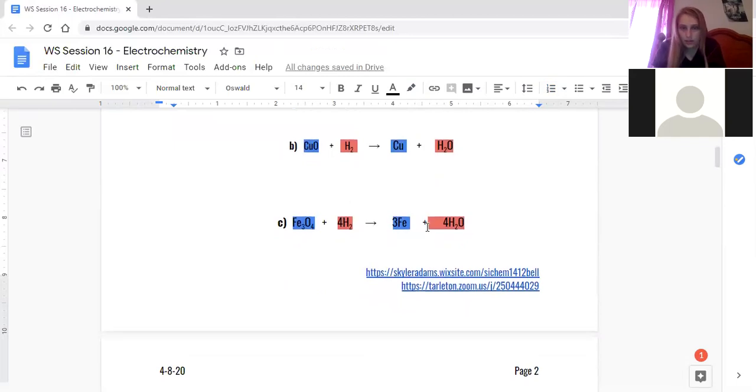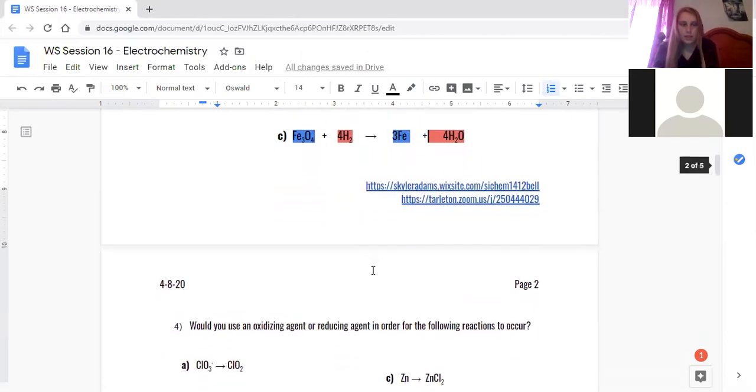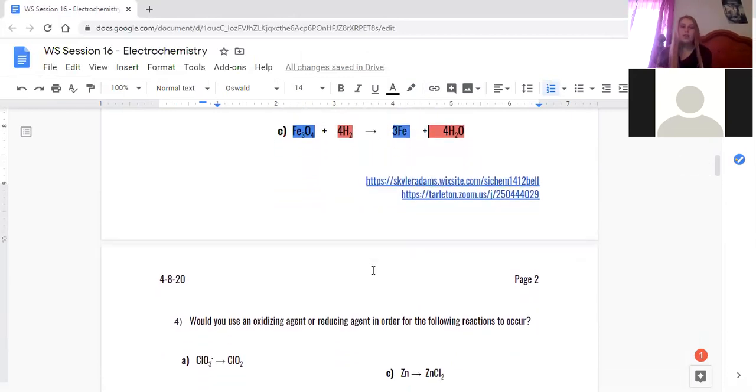Okay, so then we're going to look at this. Would you use an oxidizing agent or reducing agent for the following reactions to occur? To figure that out, we need to figure out whether what's happening here is oxidation or reduction, and then we're going to have something to make that happen.